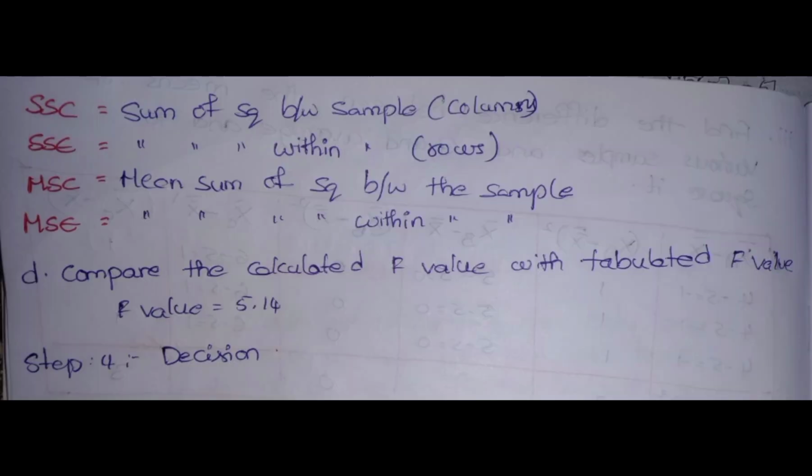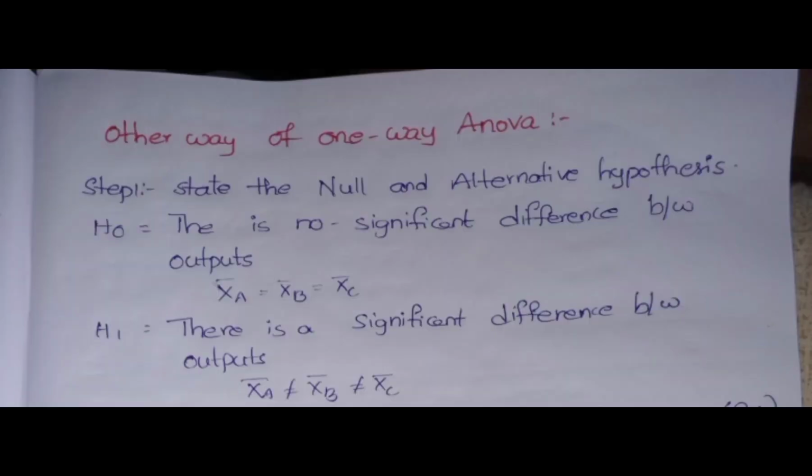Just have a look at the full forms of SSC, SSE, MSC and MSE. Next, as we got the F value, we should compare the calculated F value with the tabulated F value. The tabulated F value is 5.14, which is greater than the calculated F value. The last step is the conclusion or the decision, in which we will state whether it followed the null hypothesis or alternative hypothesis.